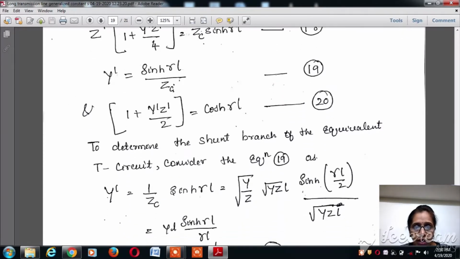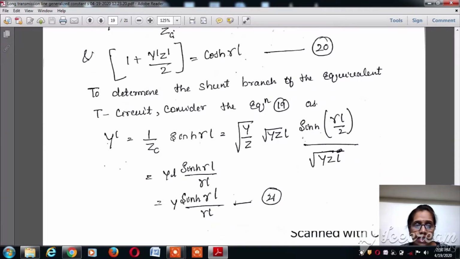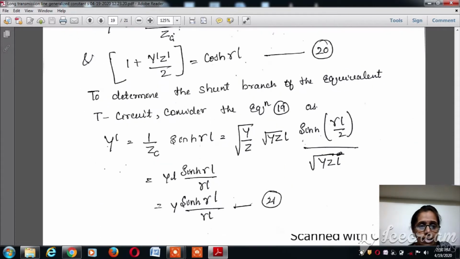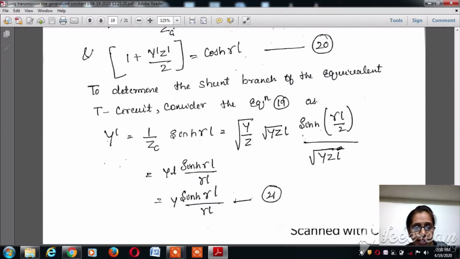Now to determine the shunt branch of the equivalent T circuit, the aim is to find out the shunt branch of the equivalent T circuit, because we are assuming that the entire capacitance of the long transmission line is appearing at the center of the line. So y' is nothing but equal to 1 over Zc into sinh gamma L, which is equal to square root of y divided by z into square root of yzl into sinh gamma L divided by 2 divided by square root of yzl. Simplify the equation, we get y' is equal to y into sinh gamma L divided by gamma L. Keep this as equation 21.